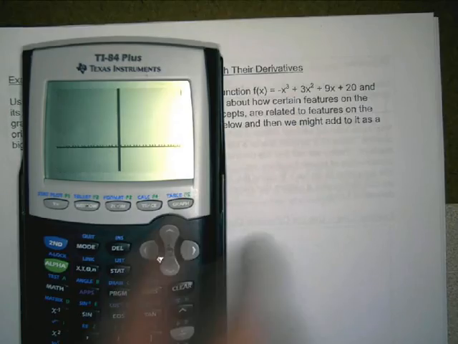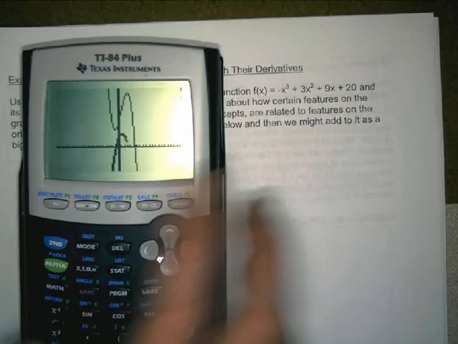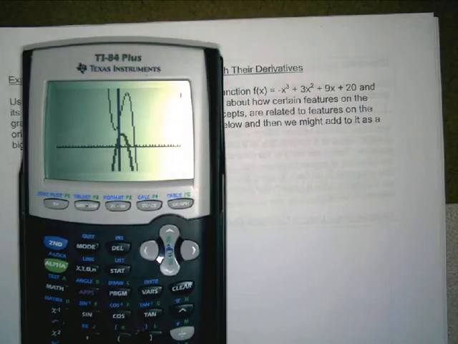Is there a function that makes a window that perfectly fits your function? Not perfectly every time, no. There is a Zoom Fit that will sometimes do it nicely. What is Zoom Fit?